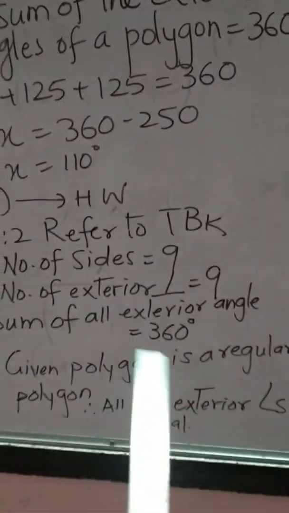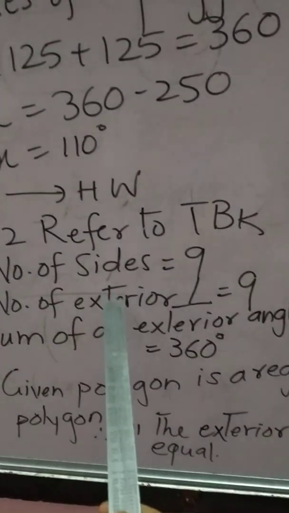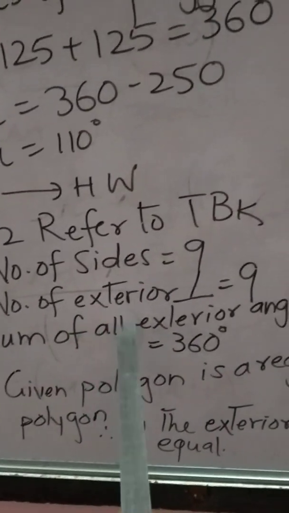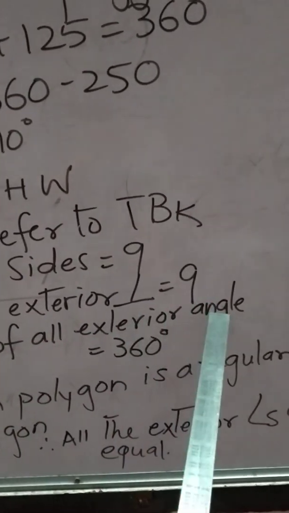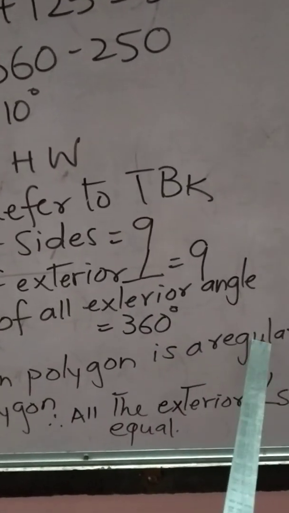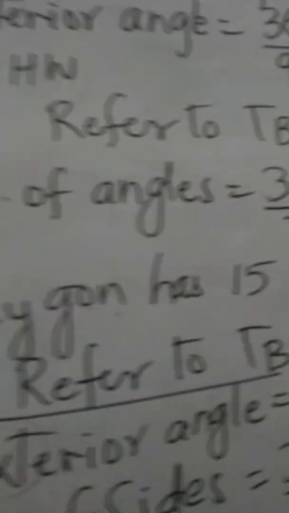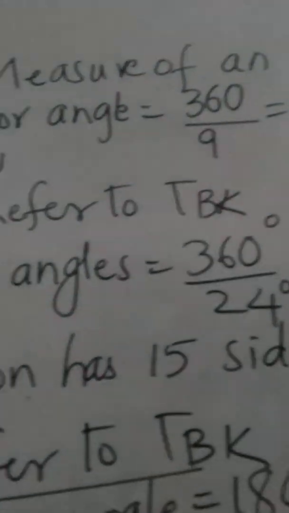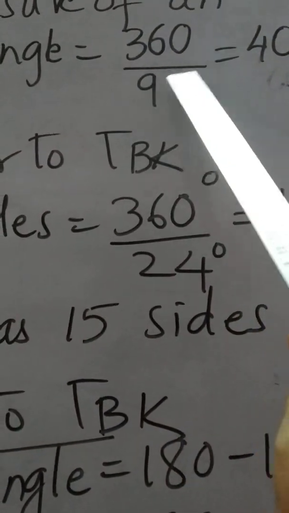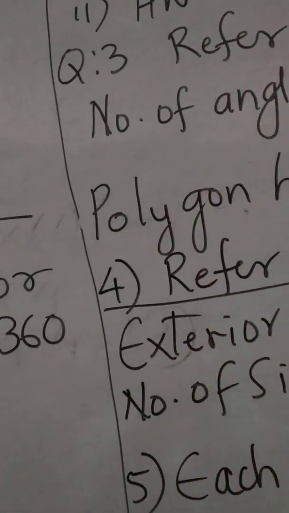Question number 2. Refer to the textbook. How many sides are given? 9. The number of exterior angles will be 9. So the sum of the exterior angles will be 360. The given polygon is a regular polygon, so all the exterior angles are equal. So the measure of an exterior angle will be, the formula is 360 upon 9 is equal to 40 degrees. Second one, homework, the formula will be the same.